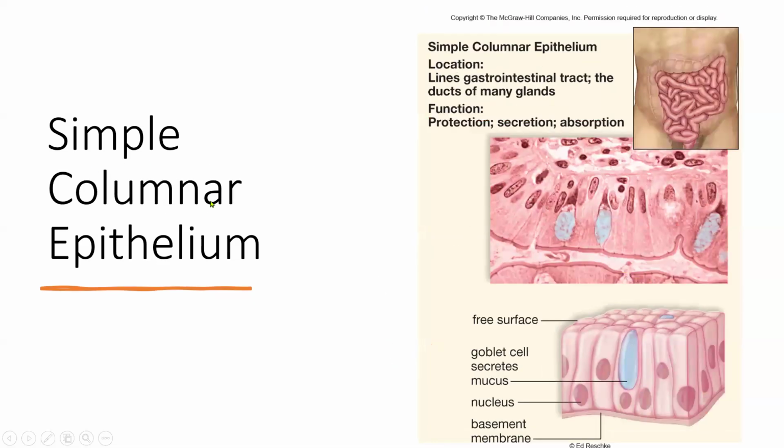Simple columnar is similar. Right? They will also help with secretion and absorption, but because they are bigger and more sturdy, they also offer some kind of protection. And generally, you will find these in GI tracts, and also in some cases, you will find them in ducts. Like I said, it's a lot of information.